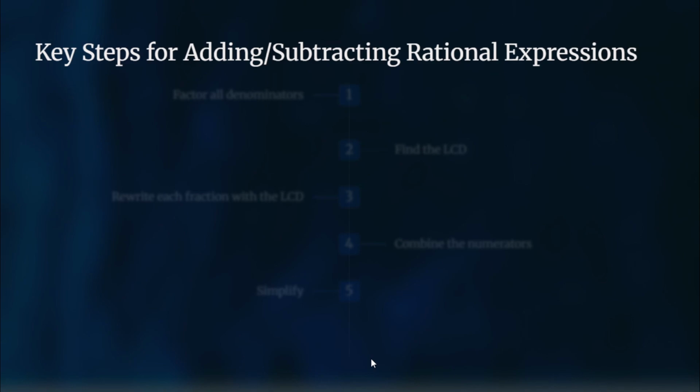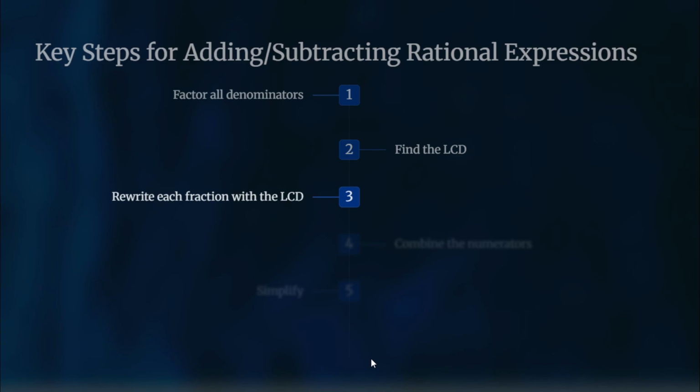So here are the key steps for adding or subtracting rational expressions. First, you want to factor all denominators. So you want to break down each denominator into its simplest factors to identify common elements. Then you want to find the least common denominator. Determine the least common denominator by identifying all unique factors. Third, you'll want to rewrite each fraction with the least common denominator. So you'll need to multiply numerator and denominator by missing factors to create equivalent fractions.